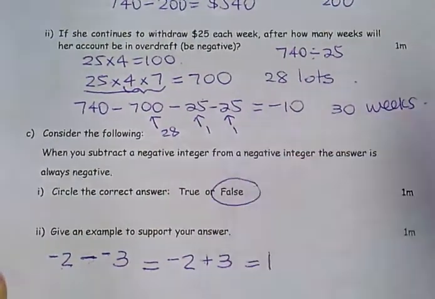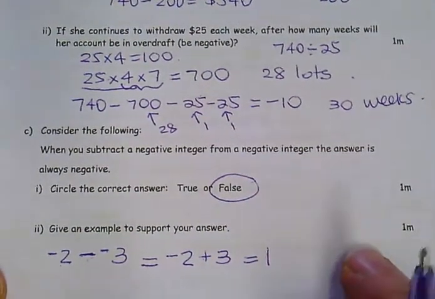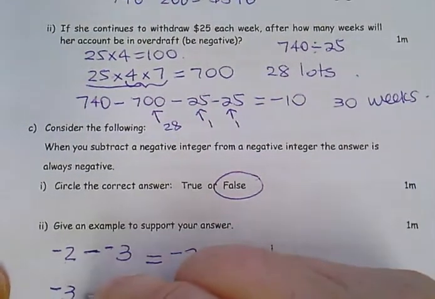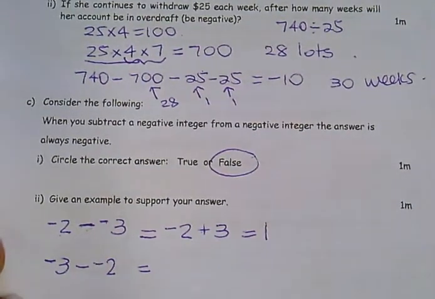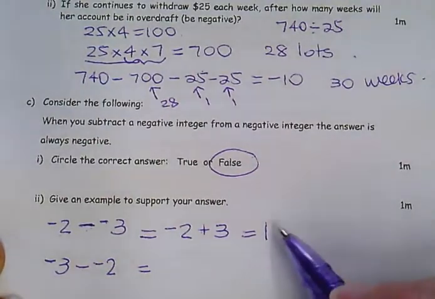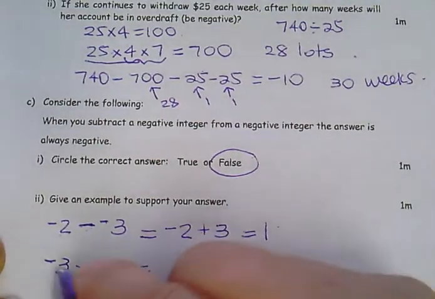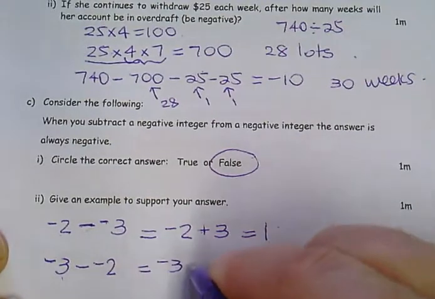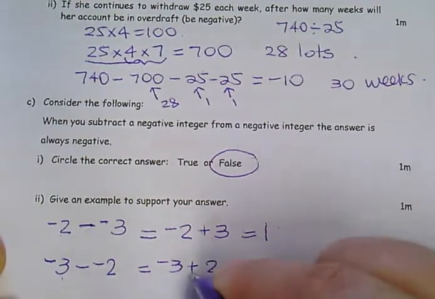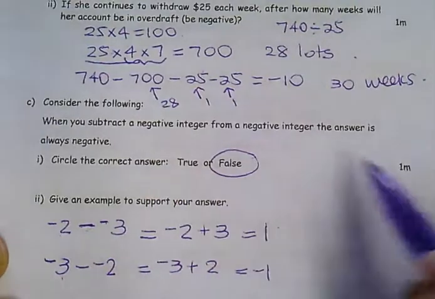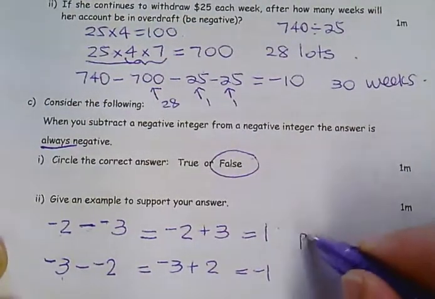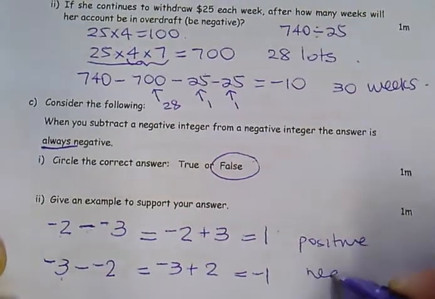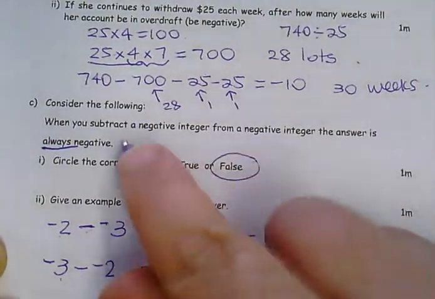So it is false, and that's my example that shows that it's false. But if I would have chosen an example like negative 3 take away negative 2, I would have got a negative answer, but it doesn't mean that every single time I will get a negative answer. I sometimes get positive answers. So this is negative 3. Take away negative 2 means to add 2. Now negative 3 plus 2 is negative 1. The statement says that it is always negative, and it's not always negative. Sometimes it's positive, sometimes it's negative. So you cannot say that that is a true statement.